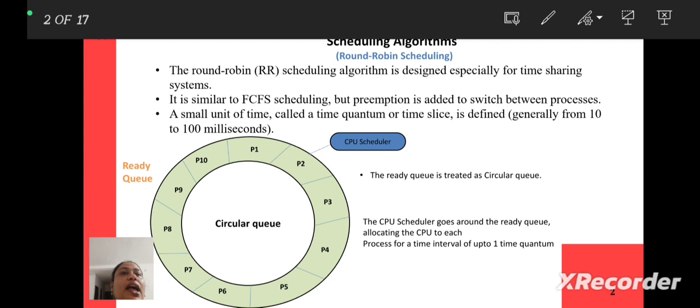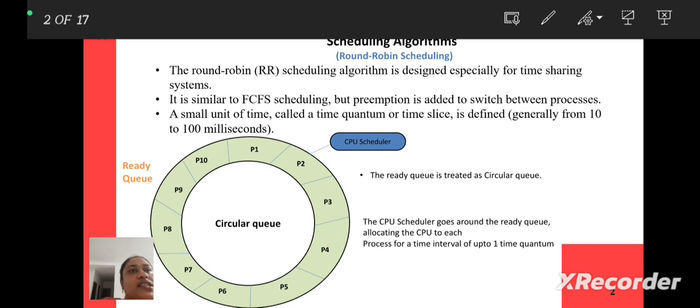Here we have 10 processes, P1, P2, P3 up to P10, waiting in this queue, and when a new process comes it will be added to the end, or tail, of the queue. This is process P10, which is the last process. If a new process arrives, it will be added after P10 at the tail of the queue. You may not be able to visualize the tail because the queue is drawn as circular, but actually it is not circular in shape. I have shown it this way just to help you understand.